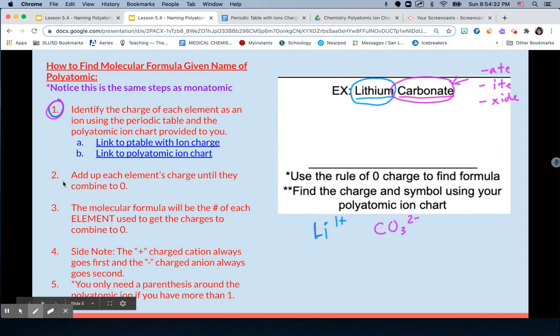Step 2, I'm going to add up each element's charge until they combine to 0, or they have the exact opposite, is another way of thinking about it. So I'm still going to do these in the same 2 colors. This time my charge of this is 2 minus and my charge of this is 1 plus. Because 1 plus is smaller, if I just add one more Li 1 plus, right? Positive 1 plus positive 1 is 2 plus.